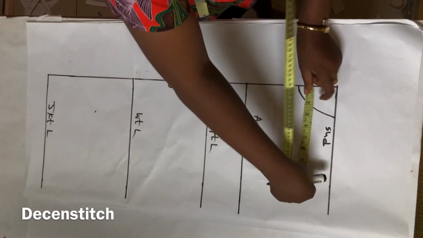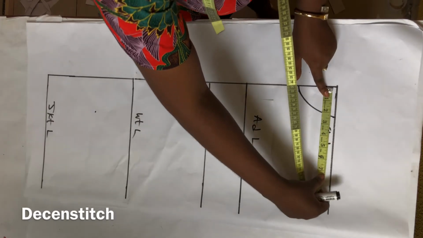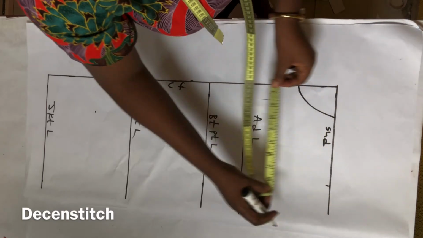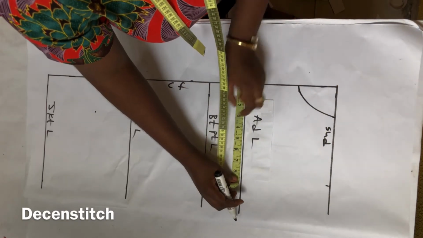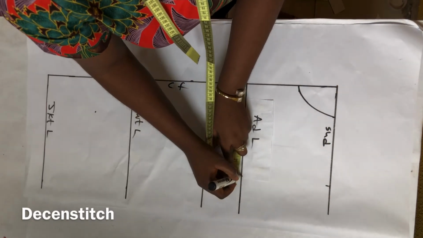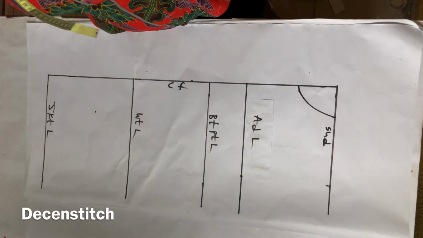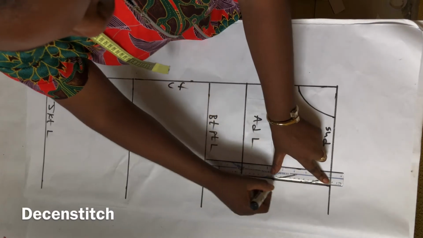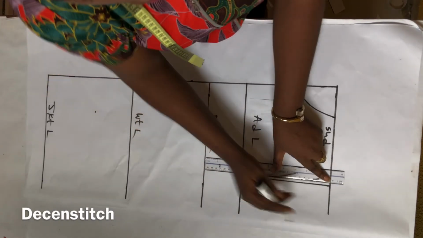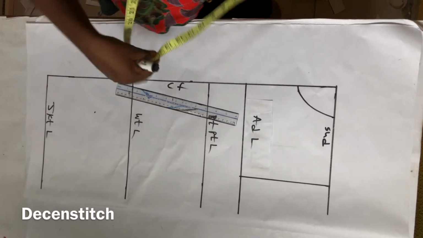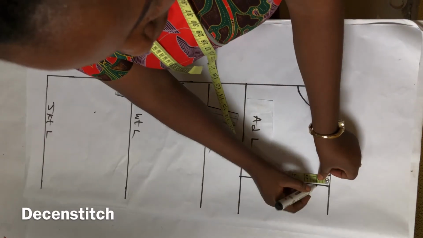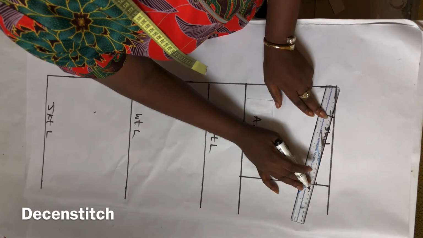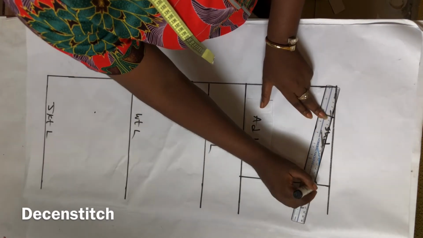Next, I'm going to measure my shoulder, 8.25. I'll measure the same on my armhole depth line, same 8.25, and draw a straight line. On that line, I'm going to measure 1 inch, which I'm going to use to slant my shoulder. I'll connect the 1 inch to my neck width.